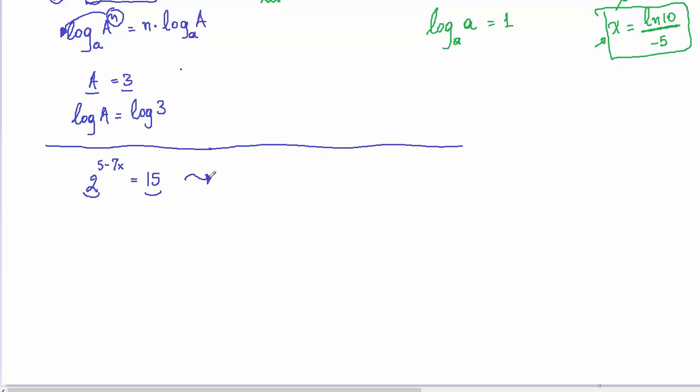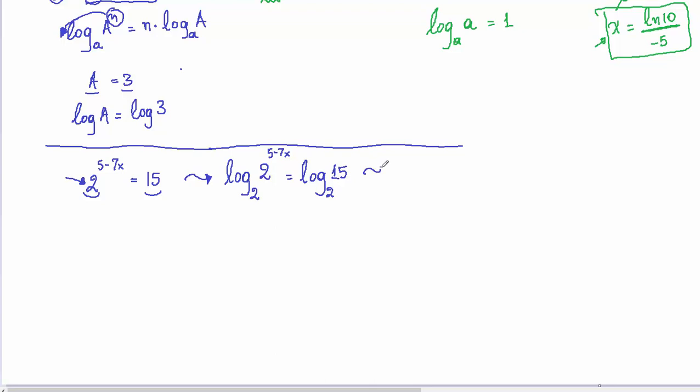Okay, so the next thing that I can do is take the logarithms of both sides of the equation. What logarithms though do I take? What base do I use? This is important to remember. You take the base of the power. So, since the base of the power that you have is 2, you need to take the logarithm with base 2. Okay, so on one side I will have log base 2 of 2 to the 5 minus 7x. On the other side I will have log base 2 of 15.